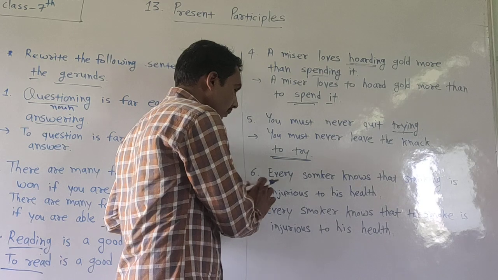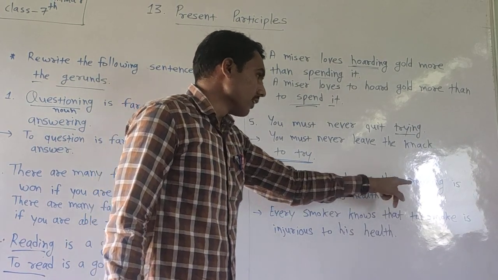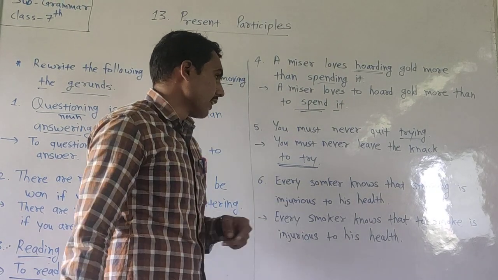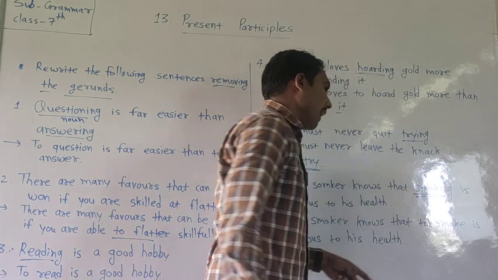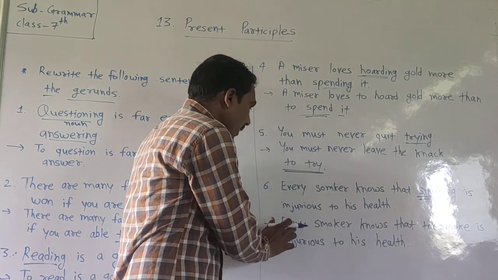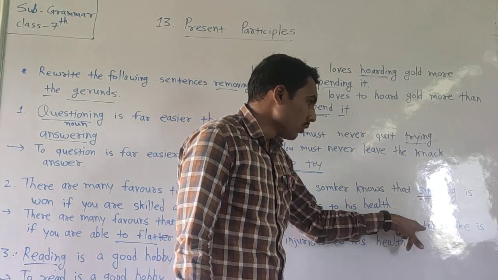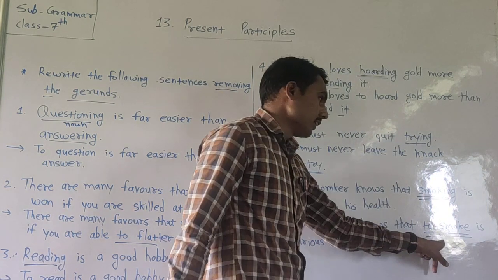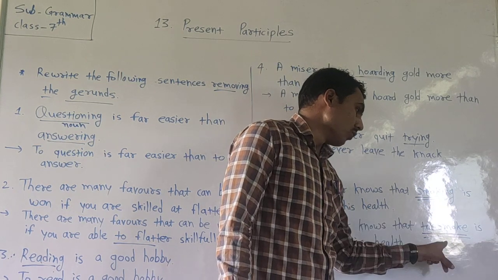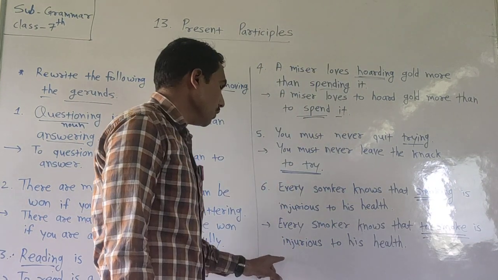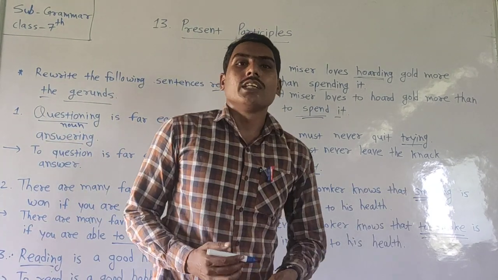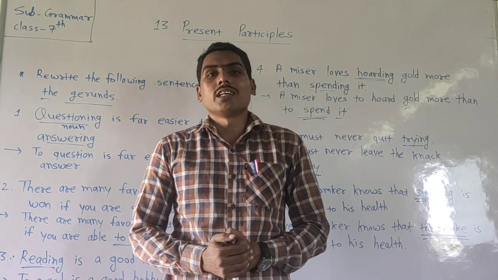Now the last one. Every smoker knows that smoking is injurious to his health. In this example, smoking is used as a gerund. We want to remove this gerund. Every smoker knows that to smoke. Look here, we remove the gerund, the ing form. To smoke, we convert that gerund into a verb. To smoke is injurious to his health. In this way, we can easily convert the gerunds into the main verb.